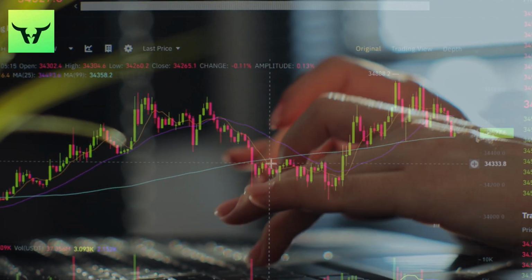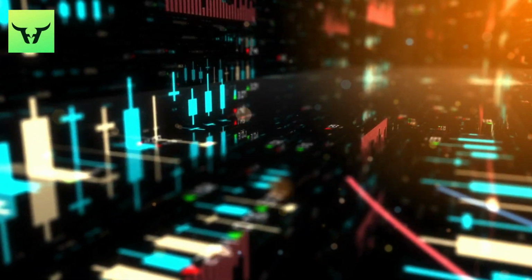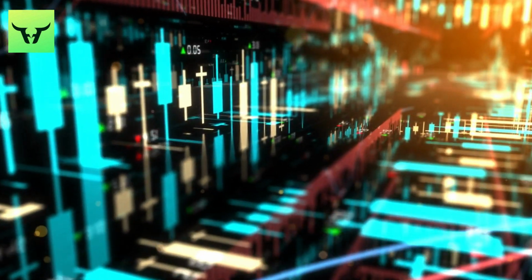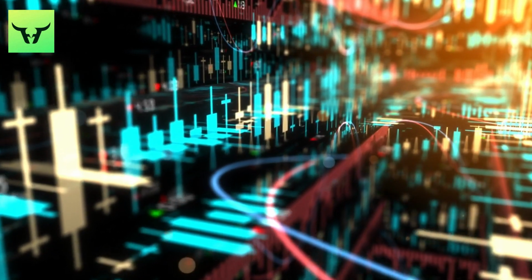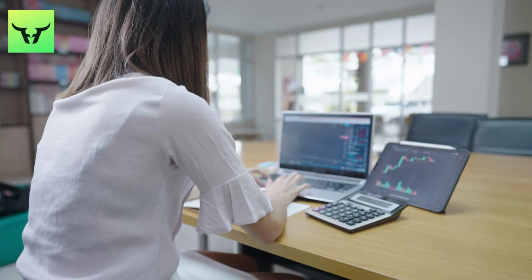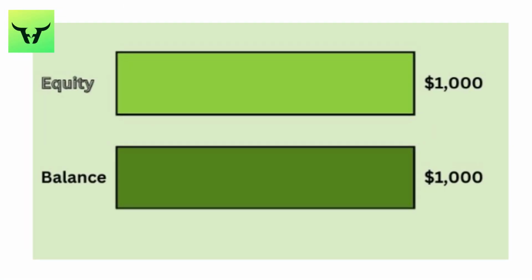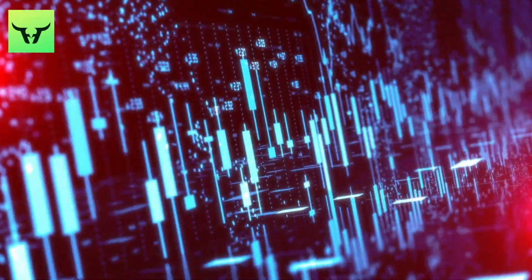How to calculate equity when you have no trades open. If you have no open trades, your equity is equal to your balance. In other words, your equity is the amount of money in your trading account when there are no current trades affecting it. Example: account equity with no open trades. You begin with $1,000 in your trading account. If you haven't traded yet, your balance and equity will remain at $1,000 because there have been no gains or losses that alter the value of your account.